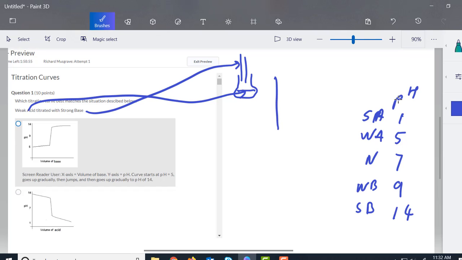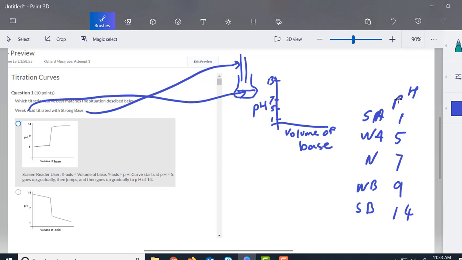So we know initially that down here it's going to be volume of base because that's what's in the burette. So this is what we're going to be expecting, volume of base down here. Over here we're going to have pH, and we're told here we're starting with a weak acid, which is what's in the flask. So if we write down some numbers here, 1, 7 and say 13, the starting pH is going to be 5 because it's going to be a weak acid. So that's going to be the starting point of our curve.